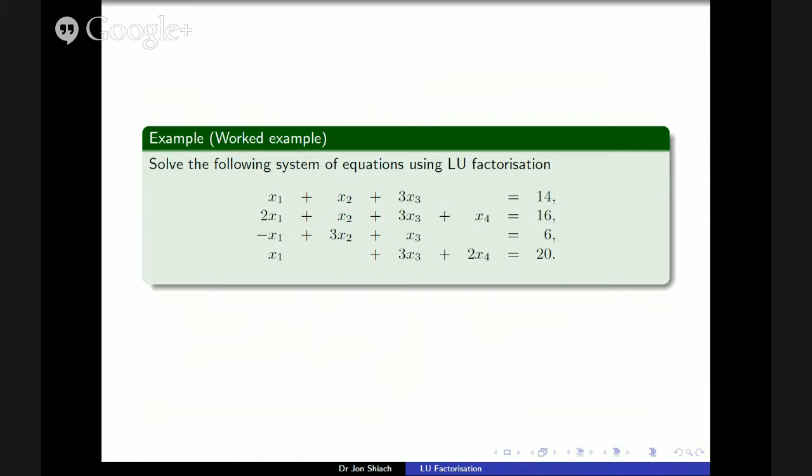Yes. I mean, this is pretty much the same as Gaussian elimination, but it just reduces. Yeah.